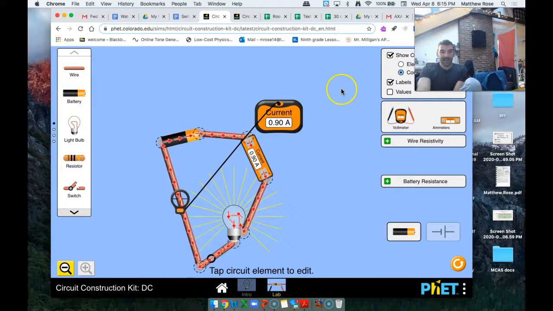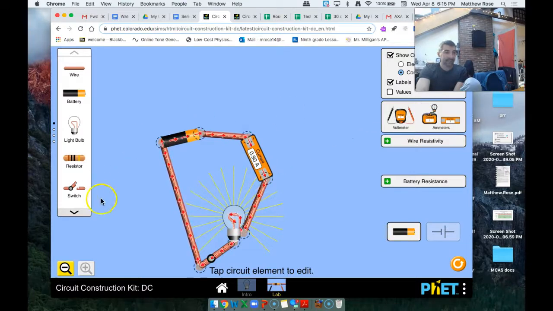That's all I have to show you on this little demonstration. We will talk about it also in our Zoom meetings, but that's it. Hopefully you have a little bit of fun with this. It is not nearly as fun as playing with real life circuits, but it's the best I can do. That's all I have for you.